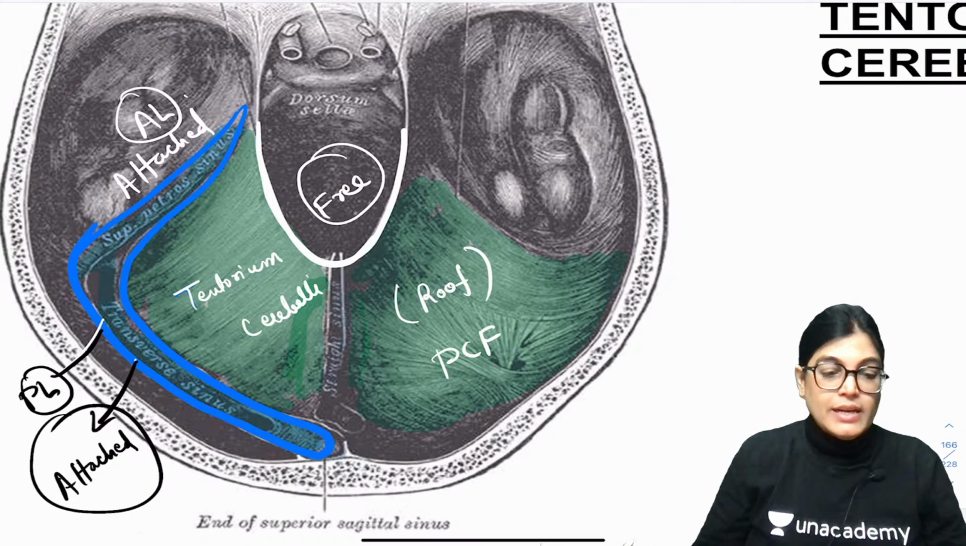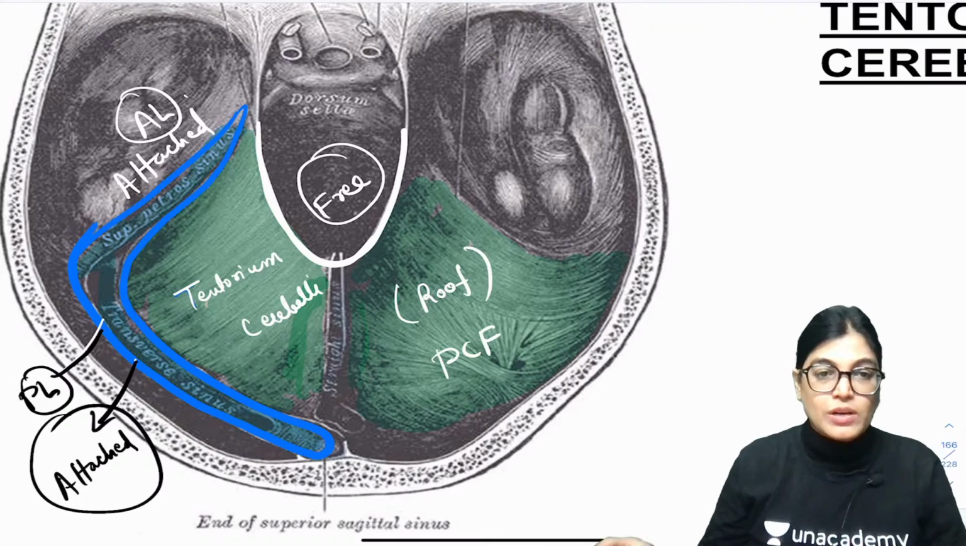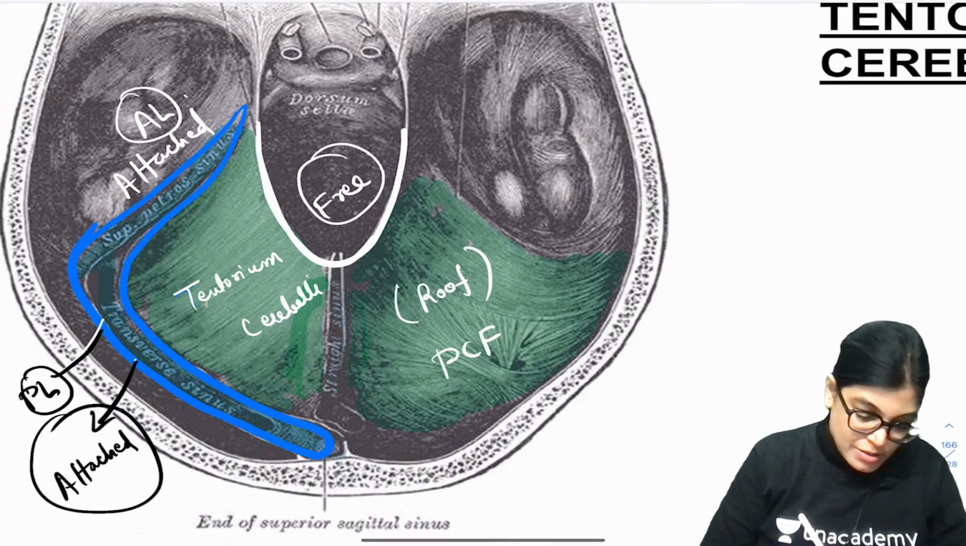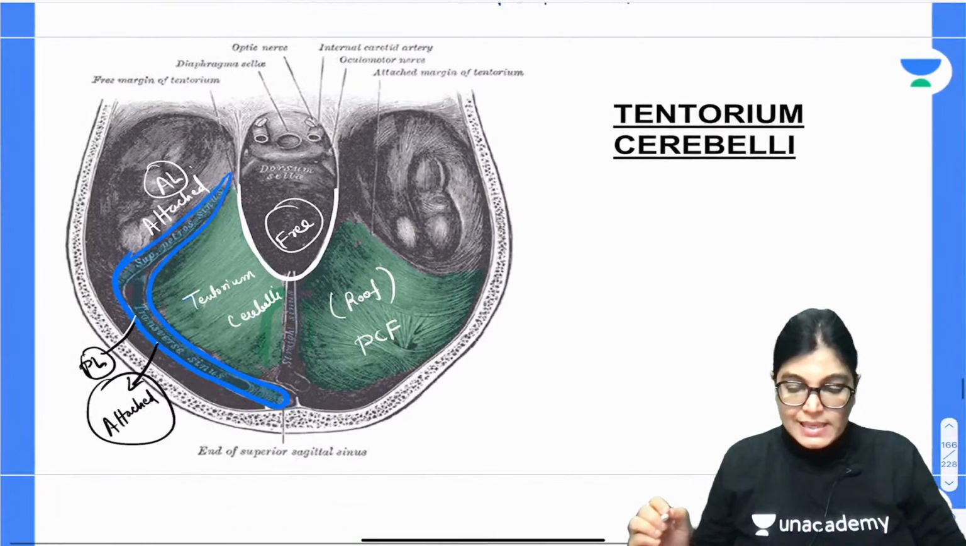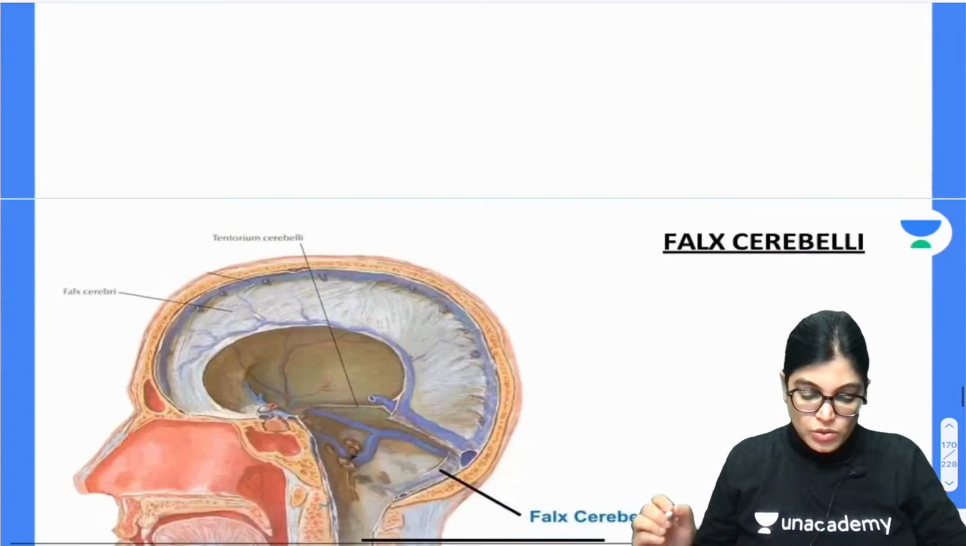Posterolateral border. Okay. So anterolaterally it is attached to the superior border of petrous temporal bone, and posterolaterally it is attached to the lips of transverse sinus. So all these details have been clear from this topic. Let me write it and then I will show you one more.